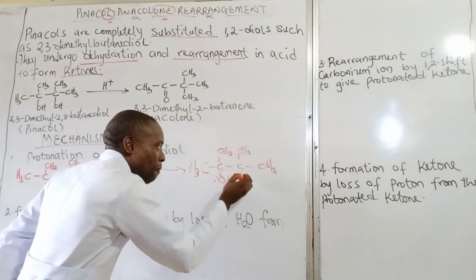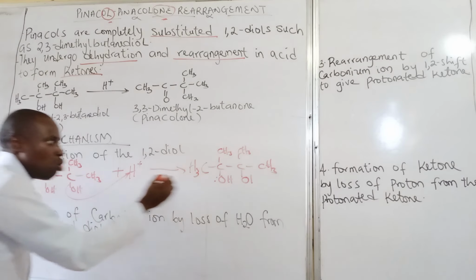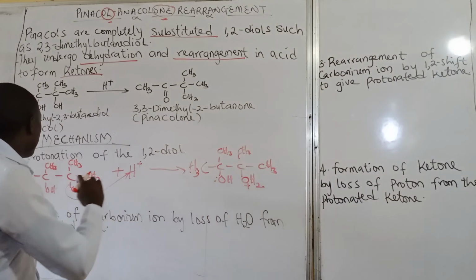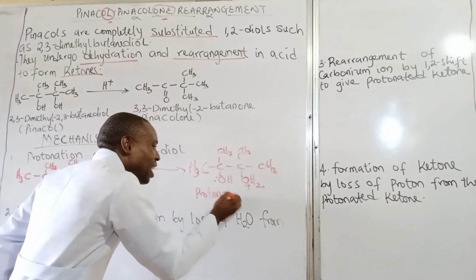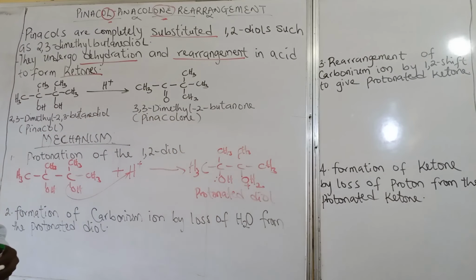Okay, now if this one should come this way, you'll be having OH2+. So this is what we call what now? The protonated what? Diol. The protonated what? Diol. Now we move straight away to number 2, which is what now?